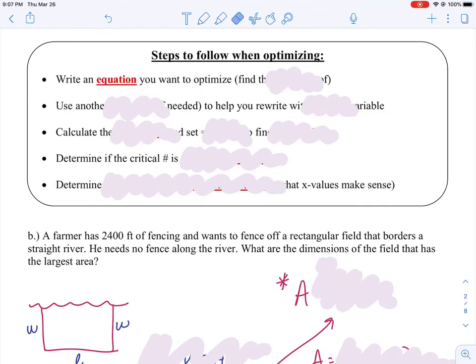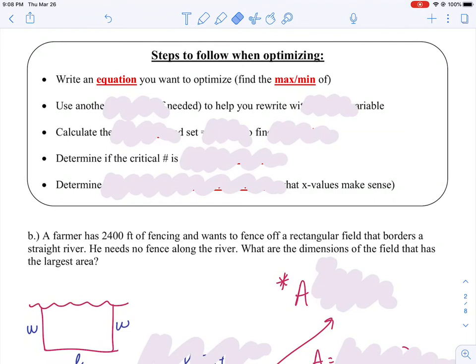So the first thing that we should always be doing is writing an equation that we're trying to optimize. So we need to think about what we're trying to find the maximum or minimum of. Are we trying to find the maximum product? Are we trying to find the maximum area? Are we trying to find the least expensive item? Whatever it might be, okay? So come up with an equation that you're trying to find the maximum or minimum of.